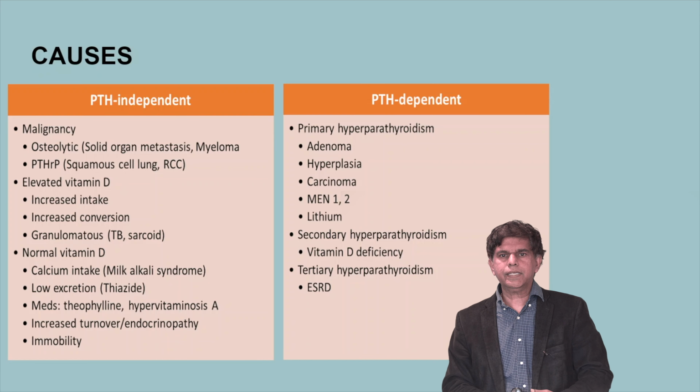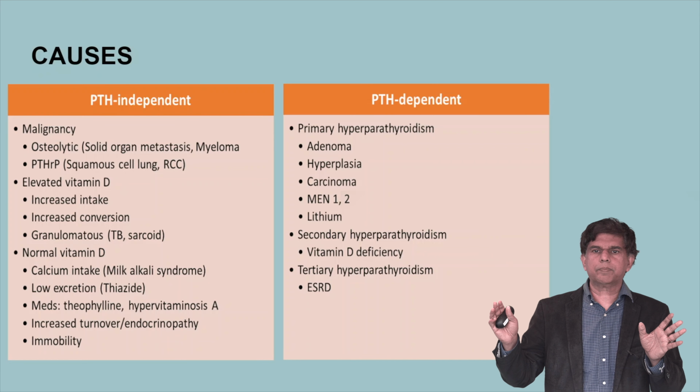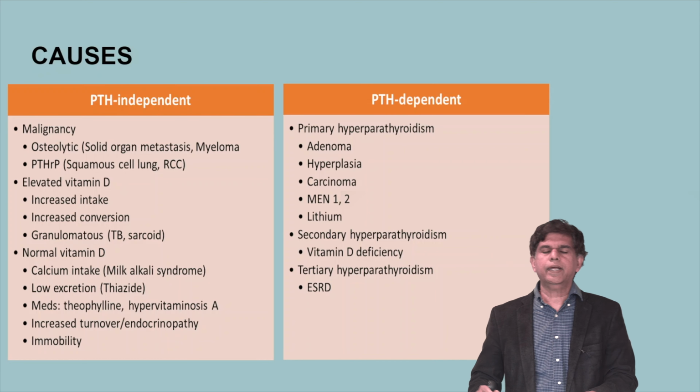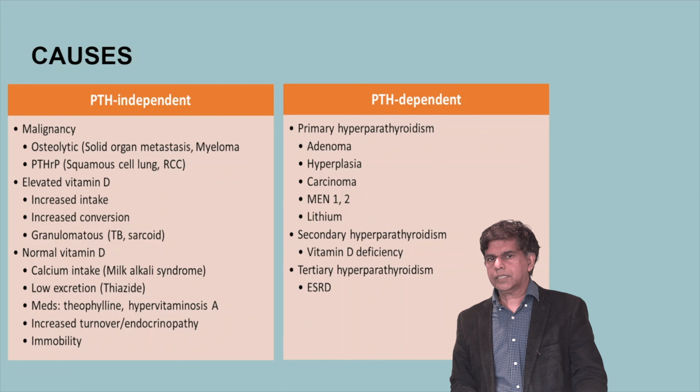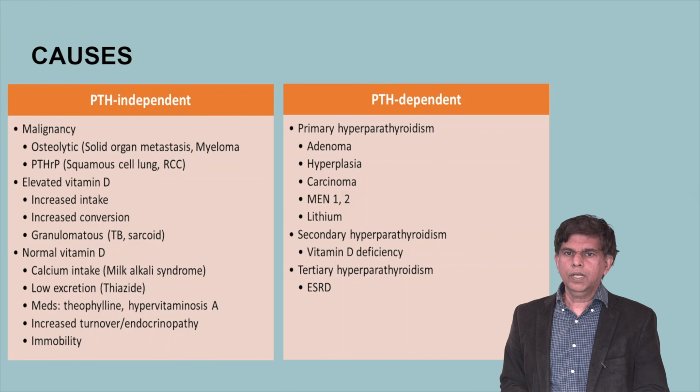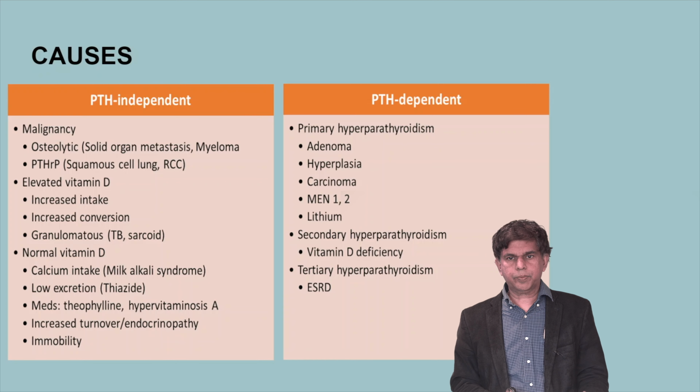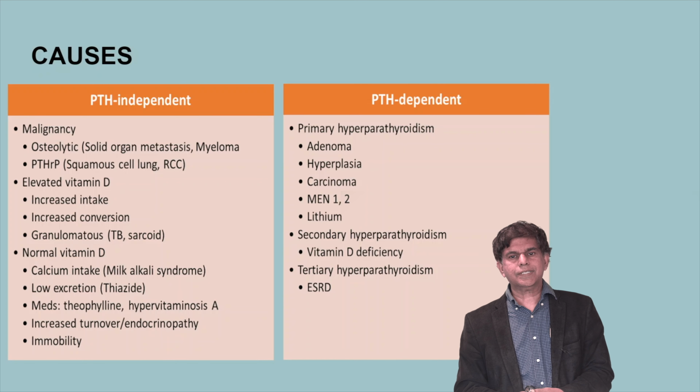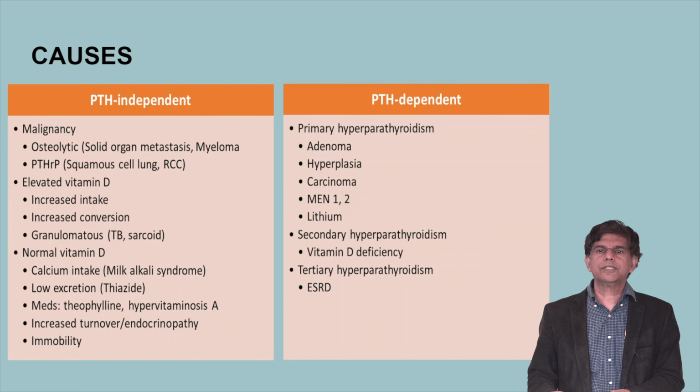Those are the PTH independent causes: malignancy, vitamin D, and normal vitamin D with calcium intake, low excretion, and theophylline. Now look at the PTH dependent causes. You have primary hyperparathyroidism, which is more common: adenoma, hyperplasia, carcinoma, MEN1 and 2, lithium. Then secondary hyperparathyroidism, vitamin D deficiency, and tertiary hyperparathyroidism in end-stage renal disease.